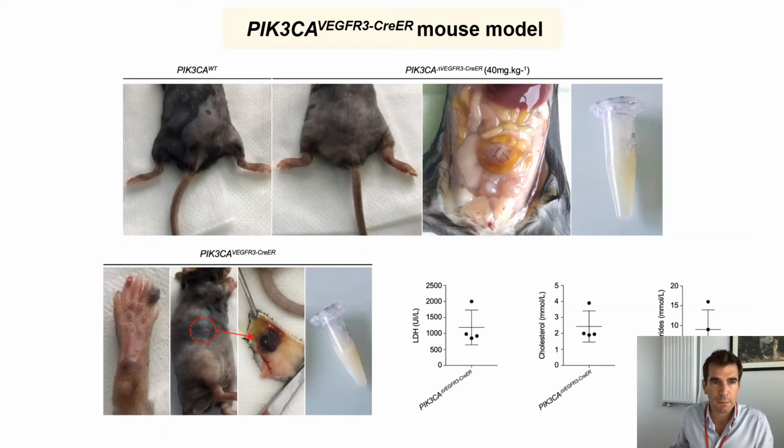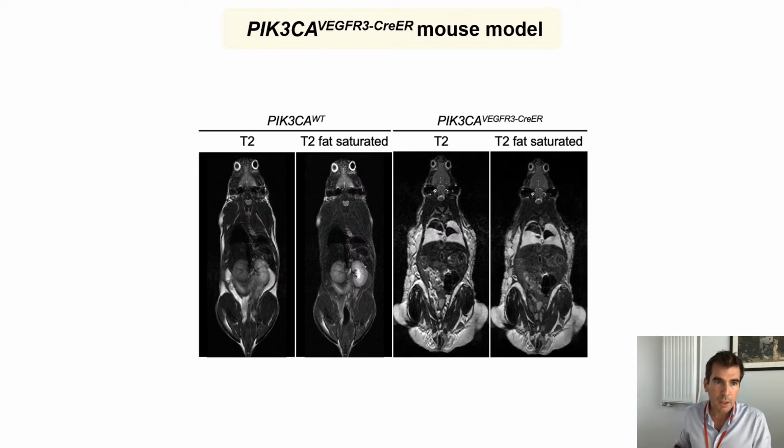And when we opened the mice, what we saw is that you had some ascites with lymphatic leakage, and also some pleurisy, as you can see here, and lymphatic malformation disseminated along the body. This was confirmed also with the use of MRI.